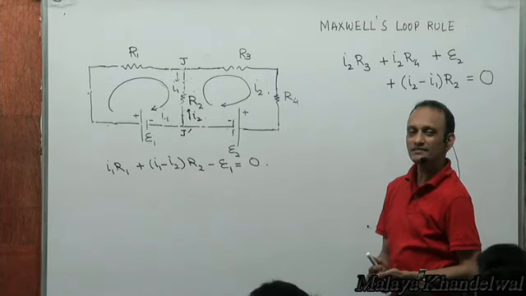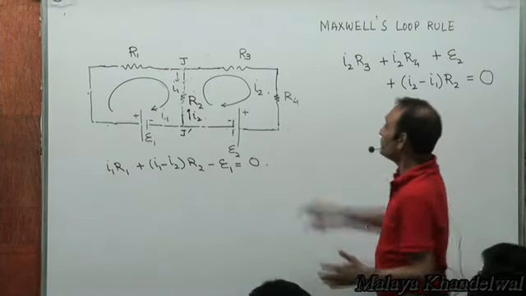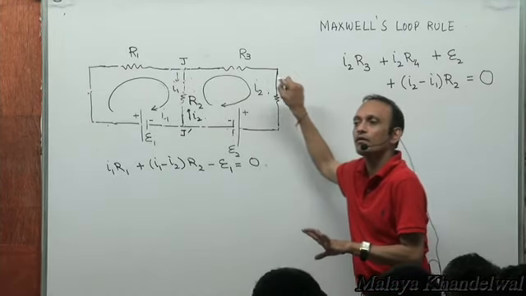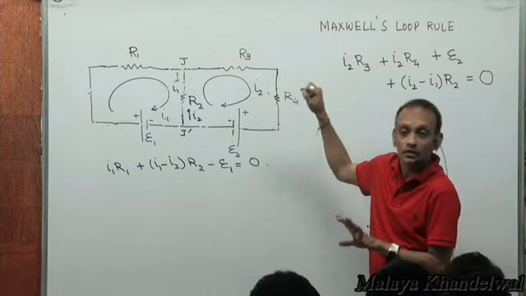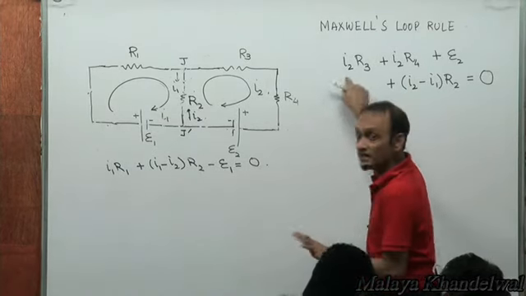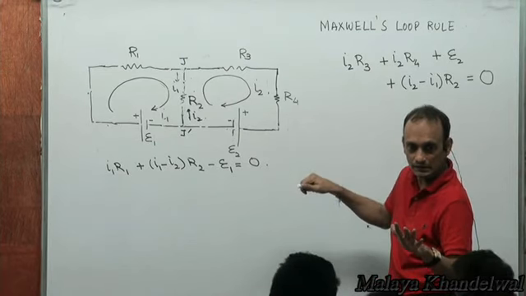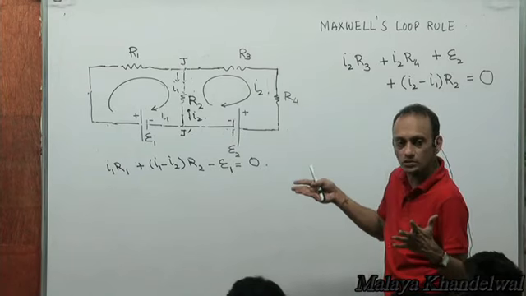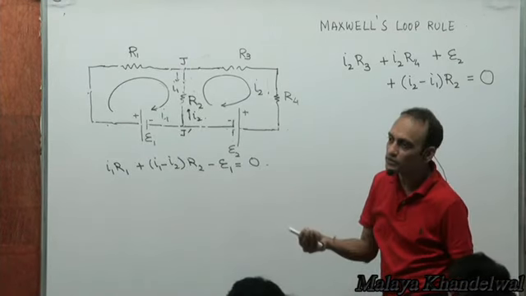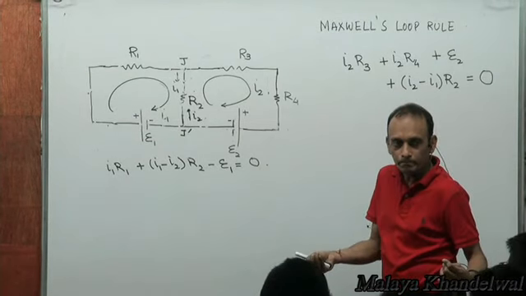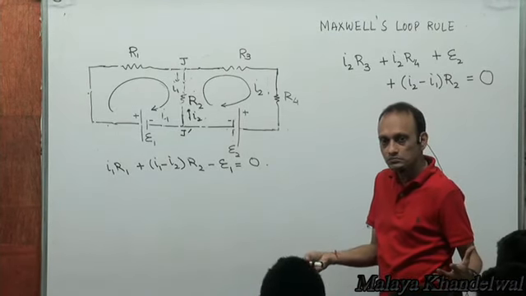You understand Maxwell's loop rule? With many loops, you don't have to bother about junctions. That's the merit of Maxwell's loop rule. If you have to apply KCL along with KVL... here we applied two KVLs, but we never applied KCL. Right? And the merit in applying the loop rule is you don't bother about junctions. You can be reckless with the junctions. Yes or no? All's good?